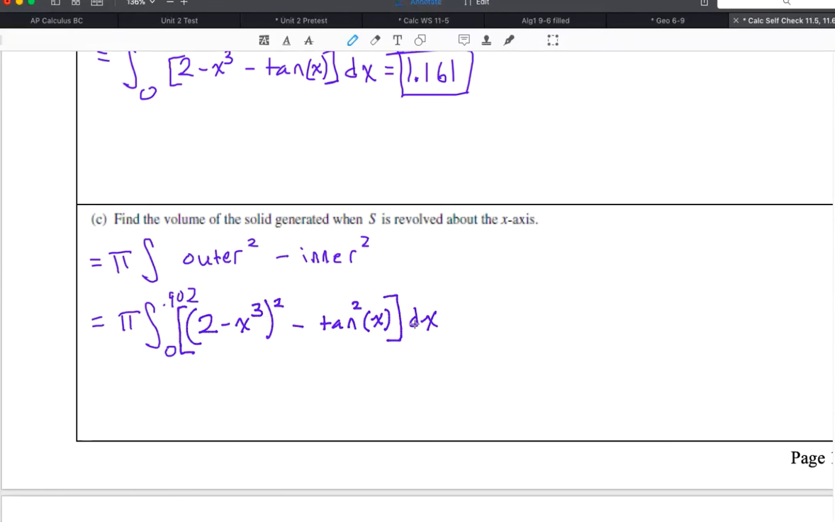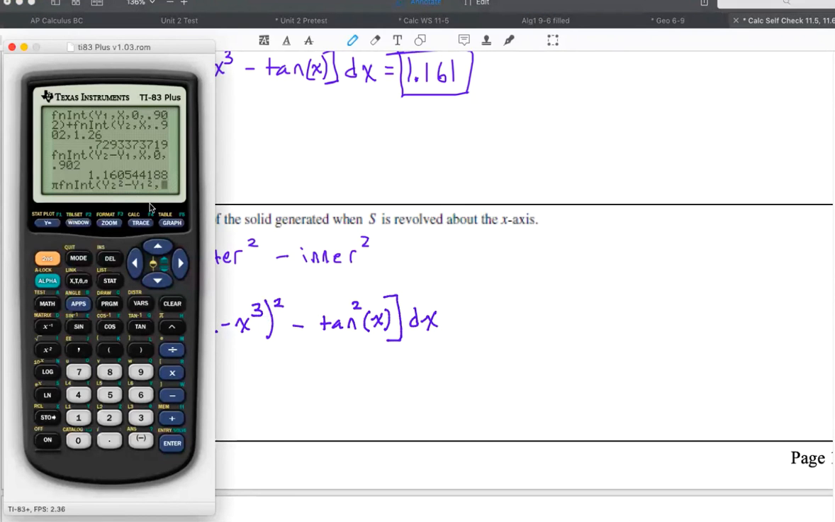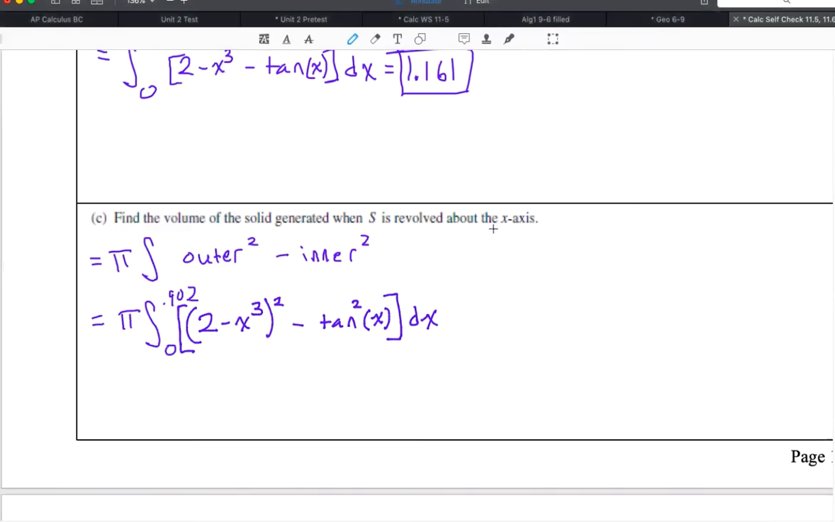Cool, and I haven't finished typing that because if I finished typing it, it would have kicked my screen off. So I did y2 squared minus y1 squared with respect to x from 0 to 0.902. And I should get about 8.332, yeah. This is equal to 8.332, final answer, and box it.